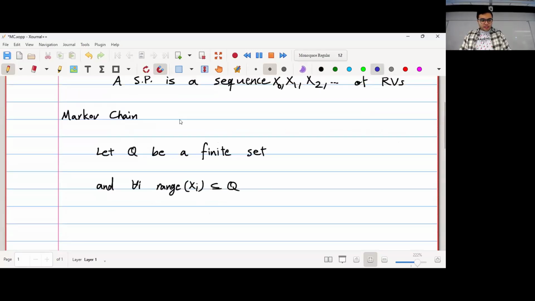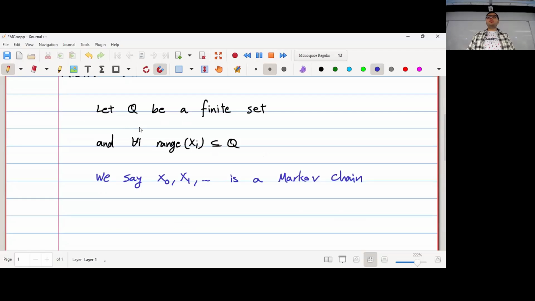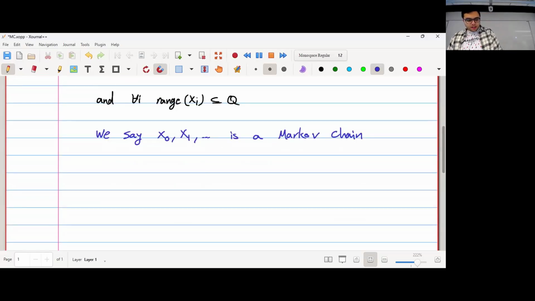We say that this stochastic process x0, x1, and so on is a Markov chain if it basically has no memory. And what I mean by no memory is that if I give you xn, you know the exact distribution of xn plus 1. So I want to say this: for every n and for every q, where q is a value that can be taken by my random variables. Oh, by the way, this is not the set of rational numbers. This is just a finite set Q.